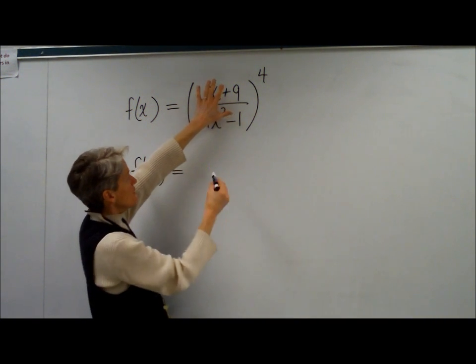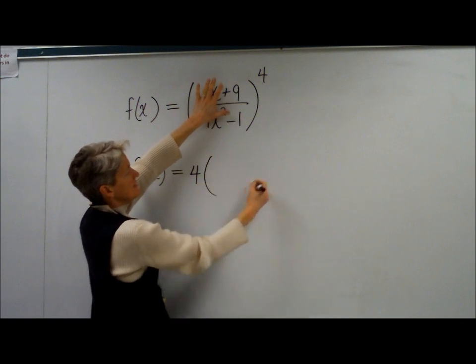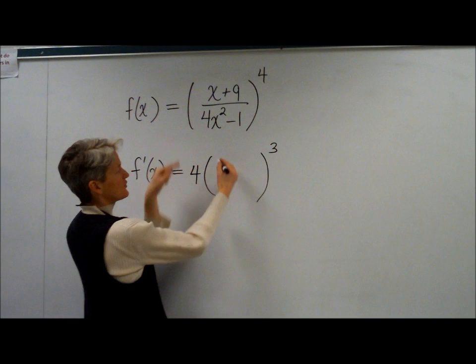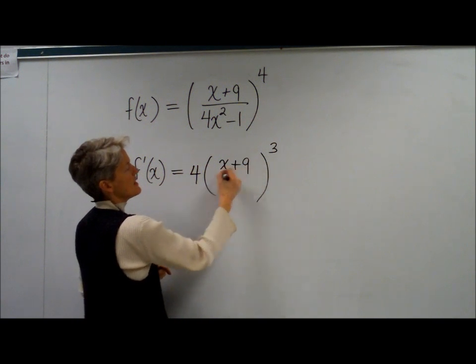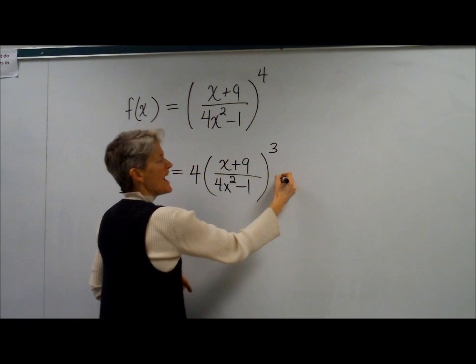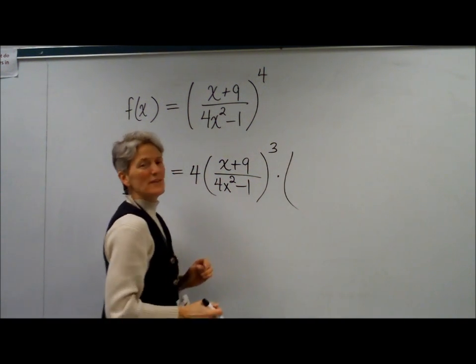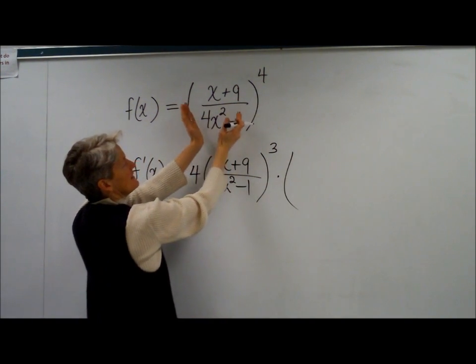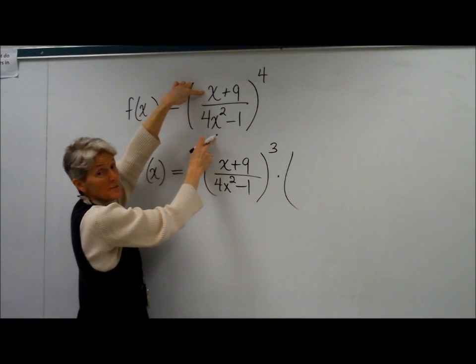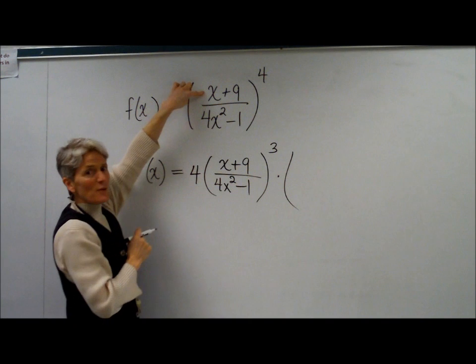Something to the 4th. I know how to do that. Power rule. Sure. Bring that 4 down. It's that something raised to the 3rd. All right, let's just fill in that something, x plus 9 over 4x squared minus 1, times the derivative of the inside. Okay, now I have to look at that and think, that inside is a quotient, by golly. So I have to use the quotient rule on that.